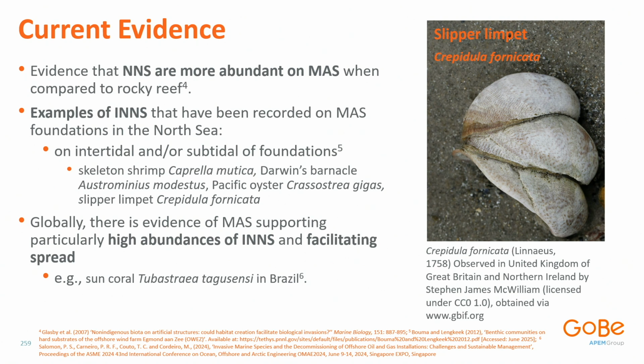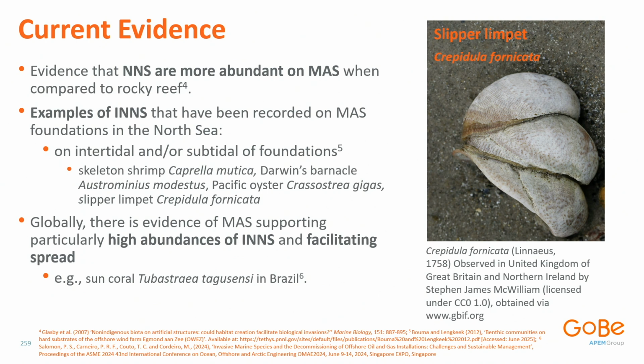Examples of invasive non-native species recorded on marine artificial structures in the North Sea include Caprella mutica, the skeleton shrimp I showed you earlier; Darwin's barnacle, Austrominius modestus, which you'll also see a lot on the rocky shore, particularly in the UK; the Pacific oyster, Crassostrea gigas; and the slipper limpet, Crepidula fornicata, on the right-hand side of this screen. They can form stacks, become very numerous and dominate the seabed, so they're more of a subtidal problem.